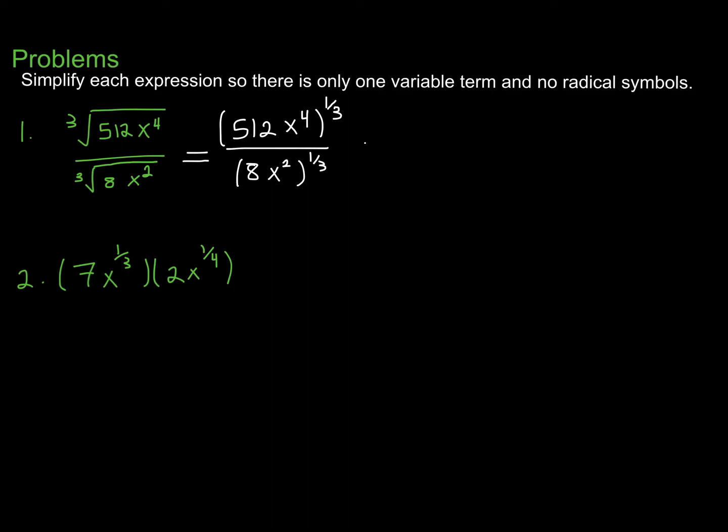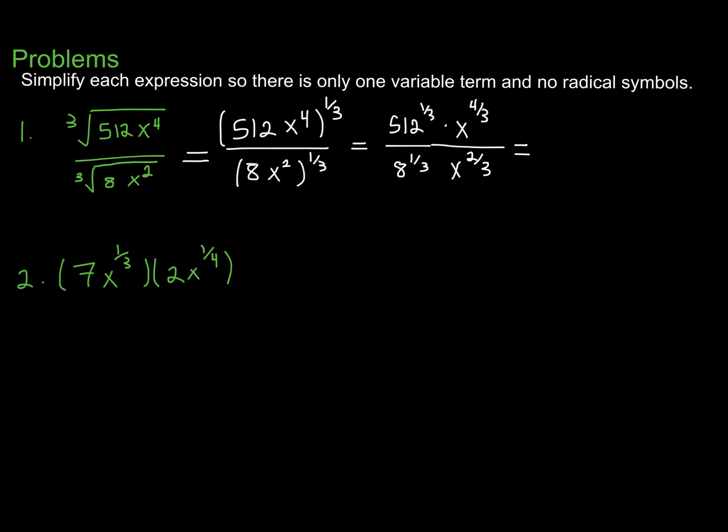Okay, now I can go ahead and apply this exponent to both parts of each of these expressions. So I'll have 512 to the 1/3 times x to the fourth to the 1/3. Now, when I'm taking x to the fourth and raising it to the 1/3, I can just multiply the two exponents together, so it's going to be x to the 4/3. In the denominator, I will have 8 to the 1/3, and then x squared to the 1/3 is going to be x to the 2/3.